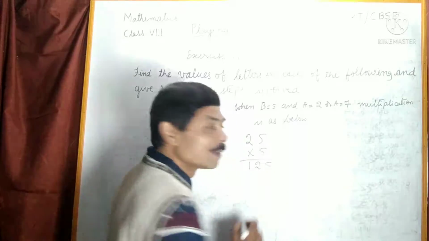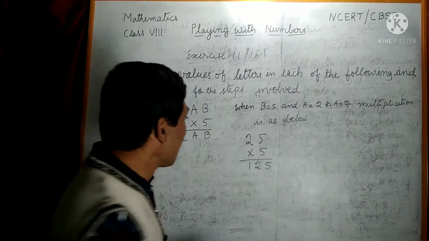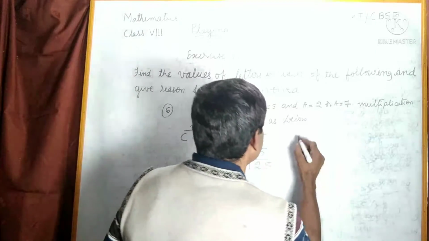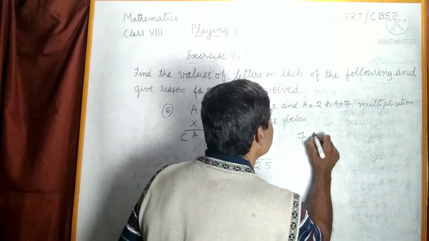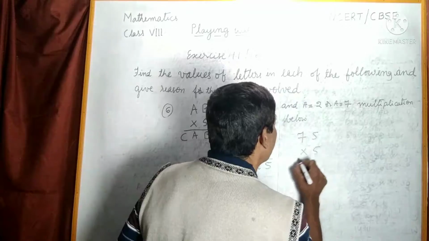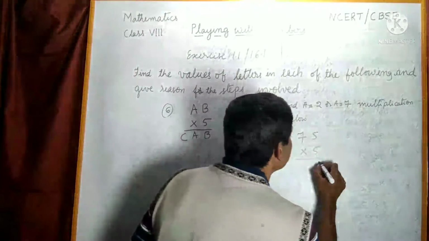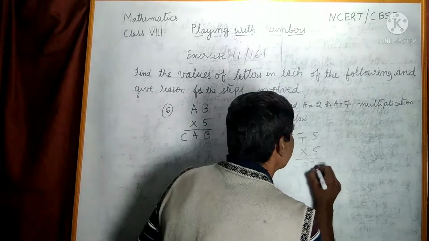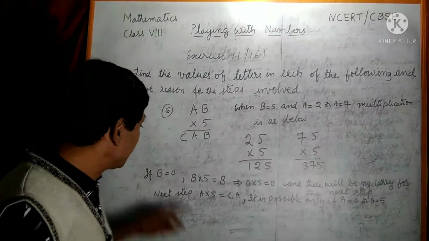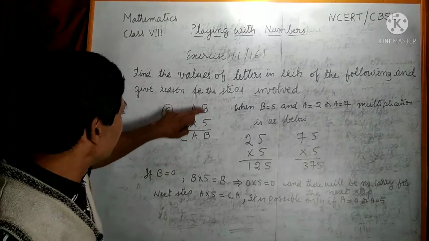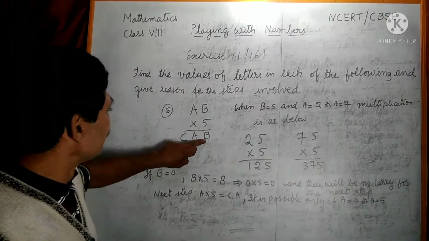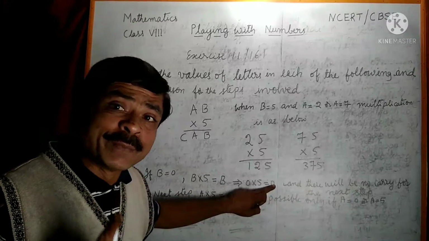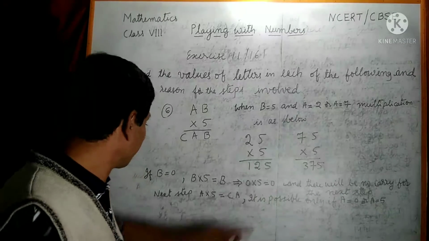It will become 125. And if A is equal to 7, 7 into 5, 375. And if we take B is equal to 0, then B into 5 is equal to B. That is 0 into 5 is equal to 0 and there will be no carry for the next step.